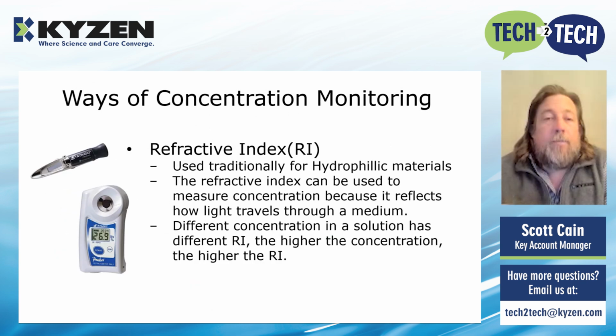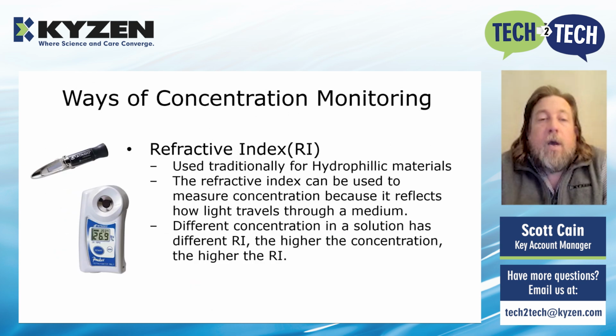There's a couple ways that can be done. One is a refractive index, and this is historically used on hydrophilic materials. When we talk about hydrophilic, we're talking about materials that mix well together. The opposite of that would be a hydrophobic material, which is going to separate if there's a lot of mixing going on. The refractive index can be used to measure concentration because it reflects how the light travels through that medium. Different concentrations in a solution have different RI. The higher the concentration, the higher the refractive index. Now, one thing with refractive index is it can be affected by temperature. So we want to make sure there's consistency on what temperature you're running your refractive index testing.